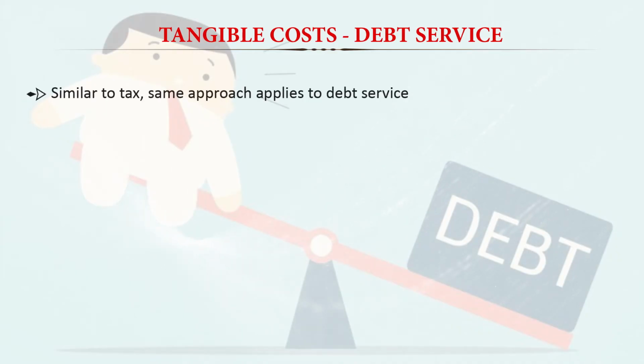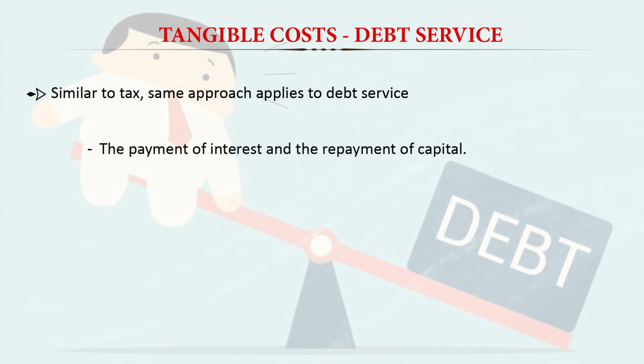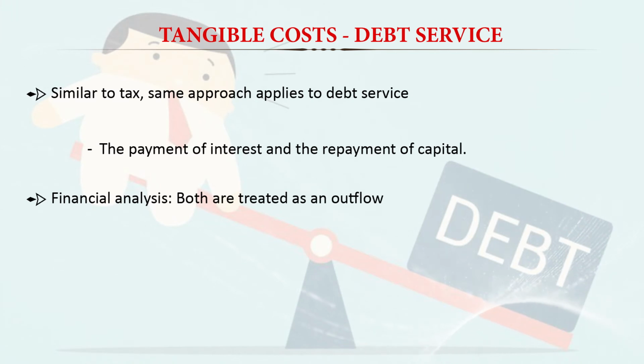And then debt service is another example of the tangible cost. So this is again similar to the tax, and the same approach applies to the debt service also. The payment of interest and repayment of capital is also a transfer payment. So this debt service cost, the repayment or interest payment, should not be part of the economic analysis. They should be part of the financial analysis only. So in financial analysis, both the interest and the repayment of capital are treated as an outflow. So that's why they are included in the cost and benefit analysis.